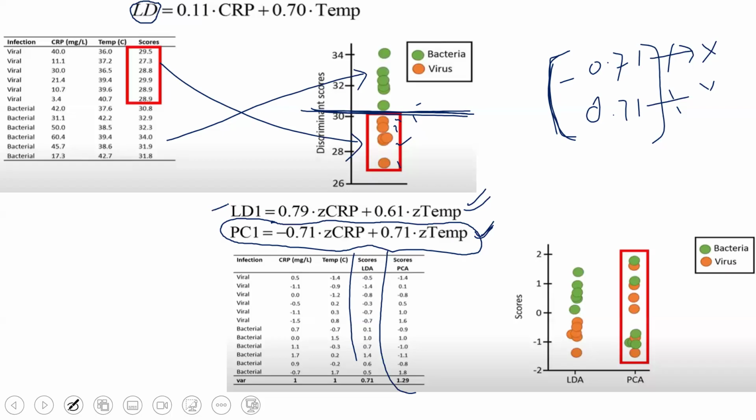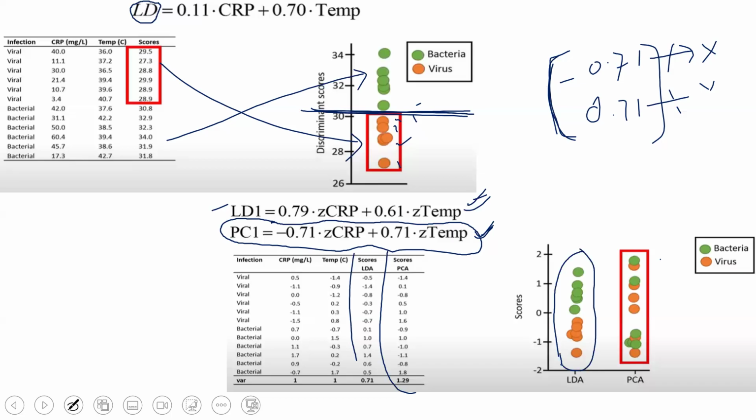PCA is not able to effectively classify the classes. It is just focusing on finding the variance in the data. It will try to find the direction which has the most variance, but it doesn't have the capability to classify the classes. If you look at these scores, all of them got mixed. But if you use this LDA equation and plot these graphs, we were able to effectively separate the classes as well. Not only the variance in the data, but we were also able to separate the classes effectively.